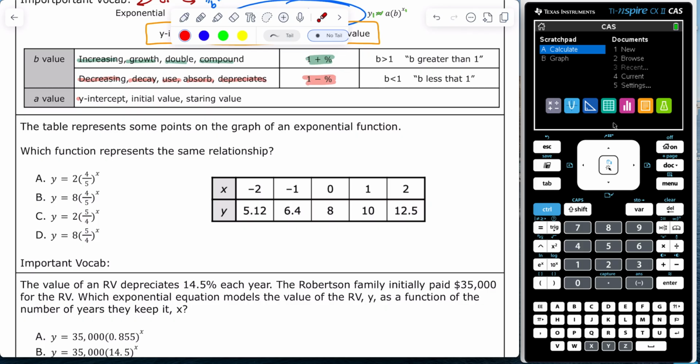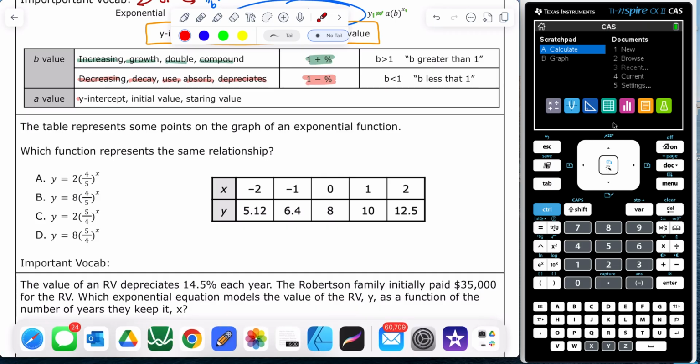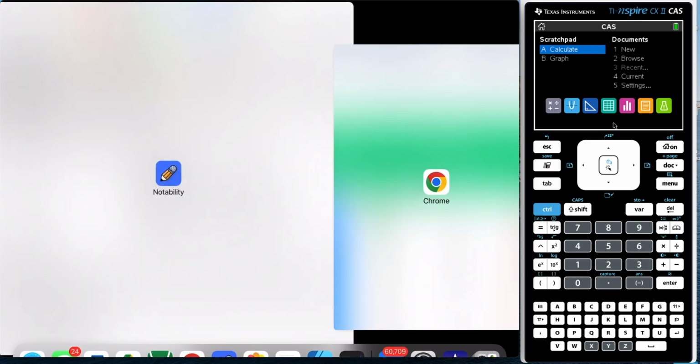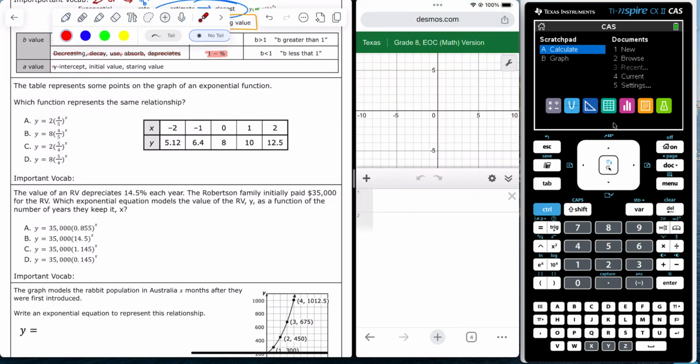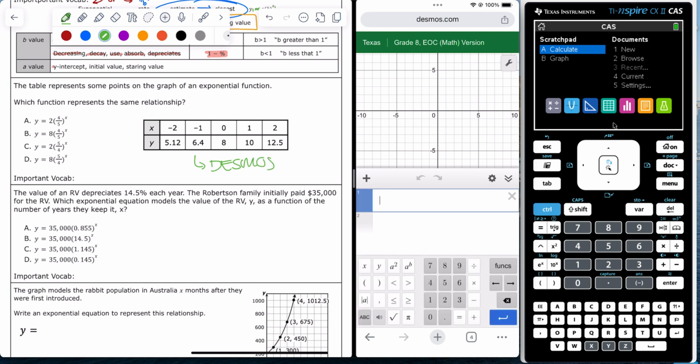It says the table represents some points on the graph of an exponential function. Which function represents the same relationship? So here, I know I need to go to Desmos because I have a table. Okay? So now I'm going to copy my table over into Desmos.